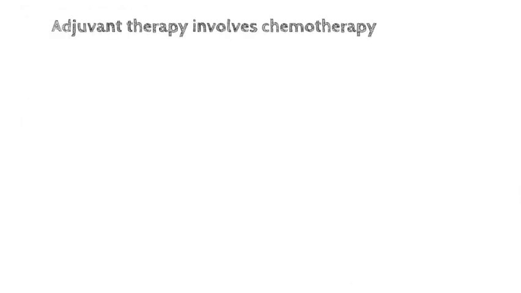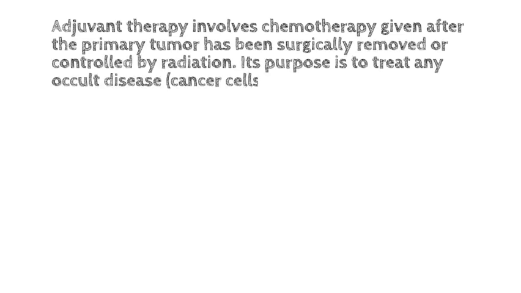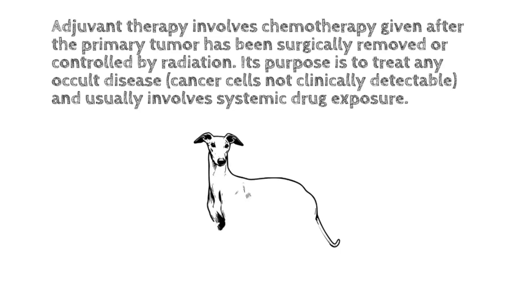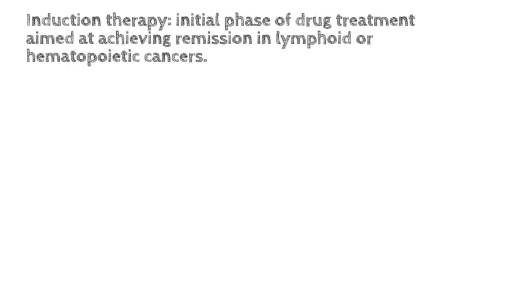Adjuvant therapy involves chemotherapy given after the primary tumor has been surgically removed or controlled by radiation. Its purpose is to treat any occult disease, cancer cells not clinically detectable, and usually involves systemic drug exposure. Primary or neoadjuvant therapy uses chemotherapy before other modalities, typically surgical removal of the primary tumor. The goal here is to decrease tumor size to improve the chances of control and prevent the possible postoperative growth of tiny undetectable metastases.